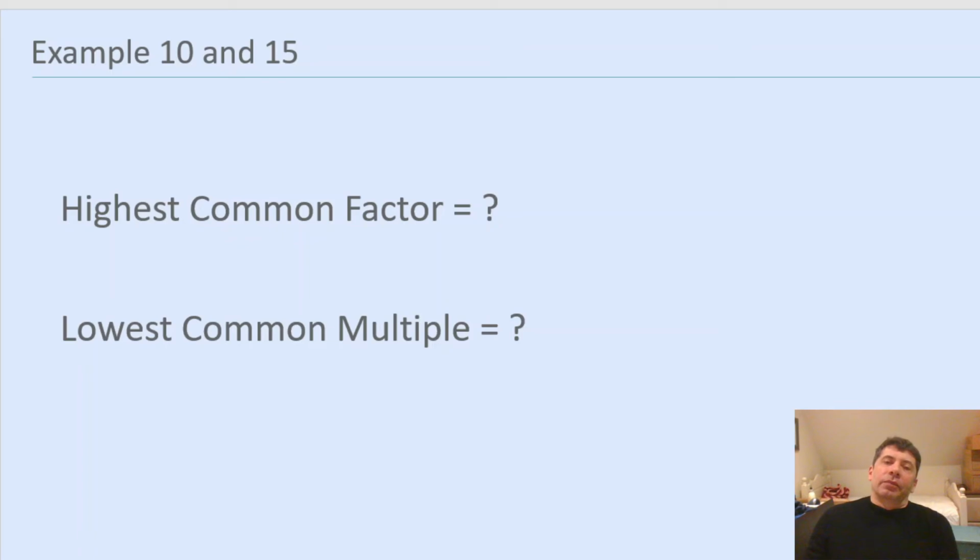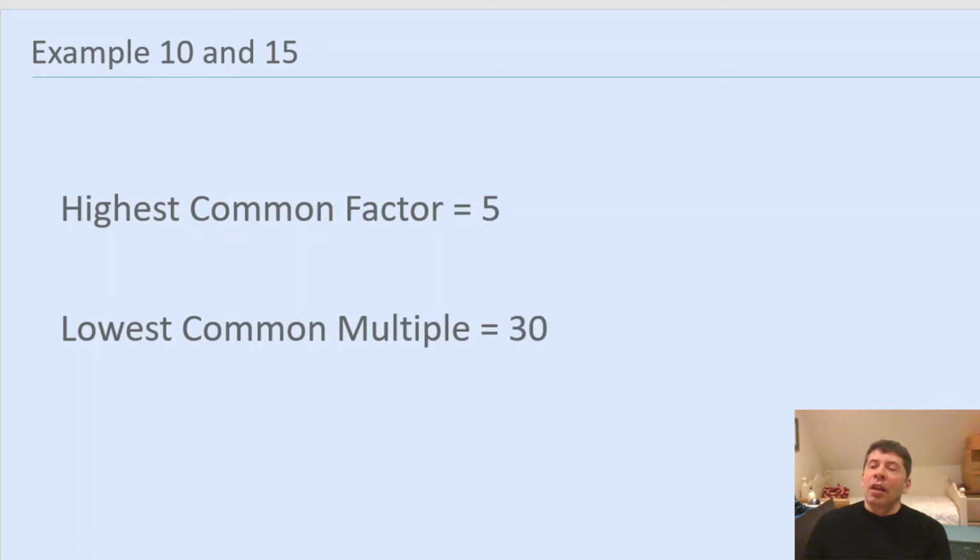Right. Now, 10 and 15. Slightly lower numbers here. Okay. So highest common factor, lowest common multiple. Again, have a little think. Okay. The highest common factor is 5. 5 goes into 10. 5 goes into 15. The lowest common multiple is 30. 3 times 10 is 30. 2 times 15 are 30.